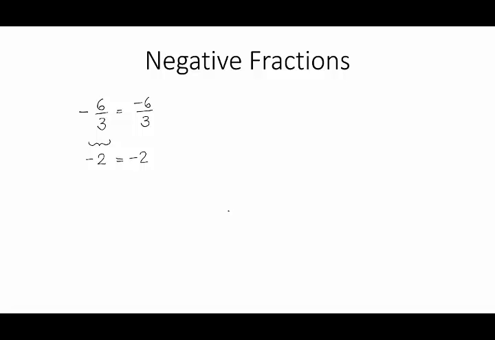The third way that you can write a negative fraction is putting the negative in the denominator. So we can write negative 6/3 as 6 over negative 3, because a positive divided by a negative is also a negative, and 6 divided by negative 3 would also be equal to negative 2.